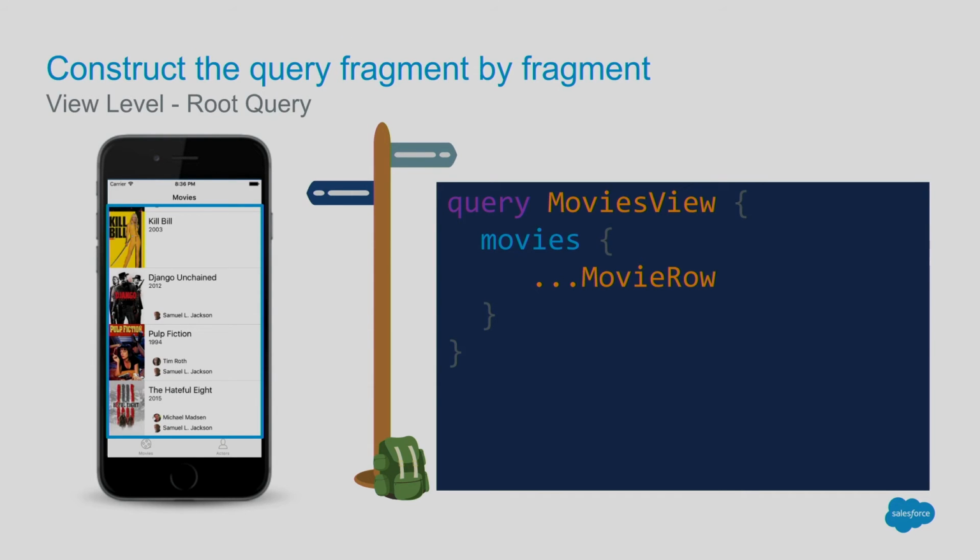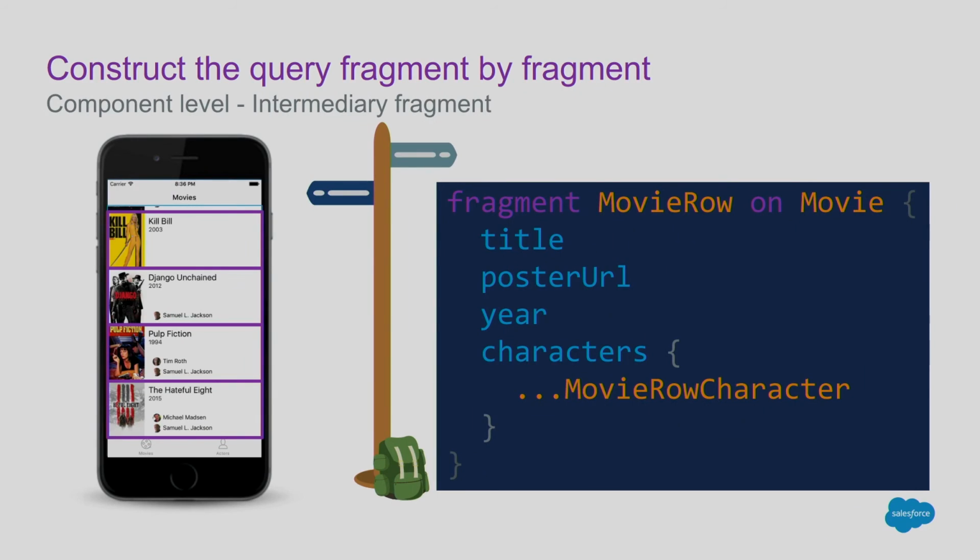But after that, we are going to use a fragment to delegate that to the next component. So the next component is the row. The row has its own data requirement, which is the movie row fragment, and it's just describing what we need to show. So for example, here we have the title, the poster URL to get the small image, and the year, and then we are going to again delegate this concern to another fragment afterwards.